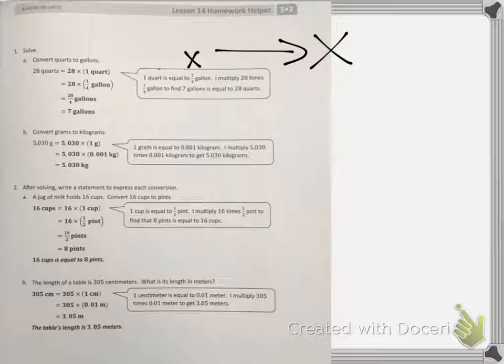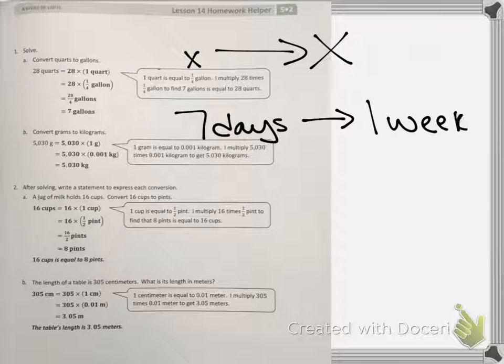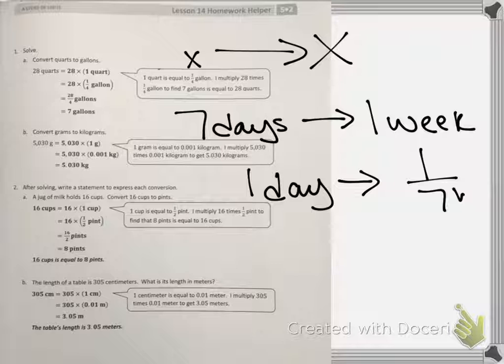So for instance, it takes 7 days to make a week. But say we only had 1 day. 1 day is equivalent to 1/7 of a week. And that's the basis of everything we'll be doing today. As you can see, it did that with the 1 quart is the same thing as 1/4 of a gallon.